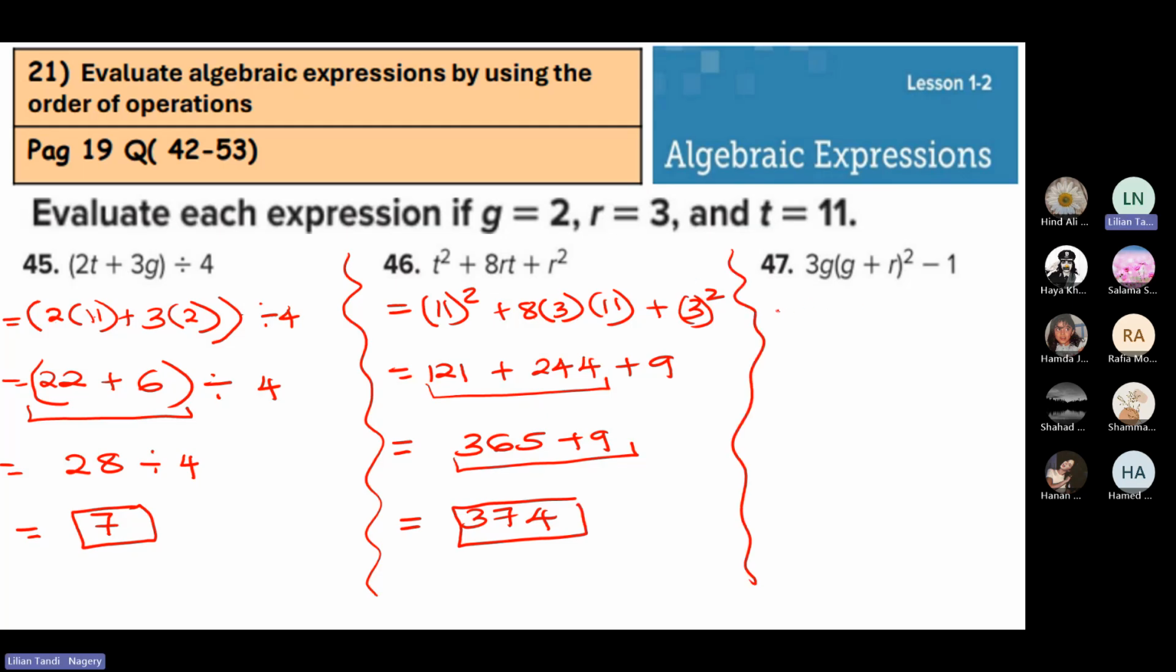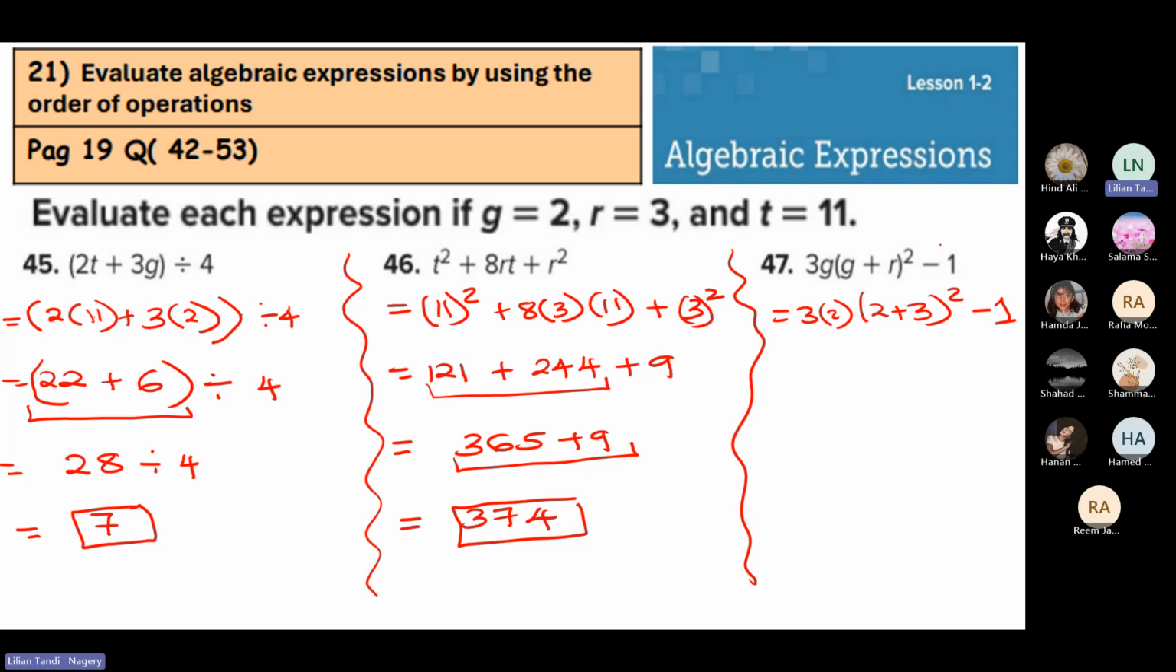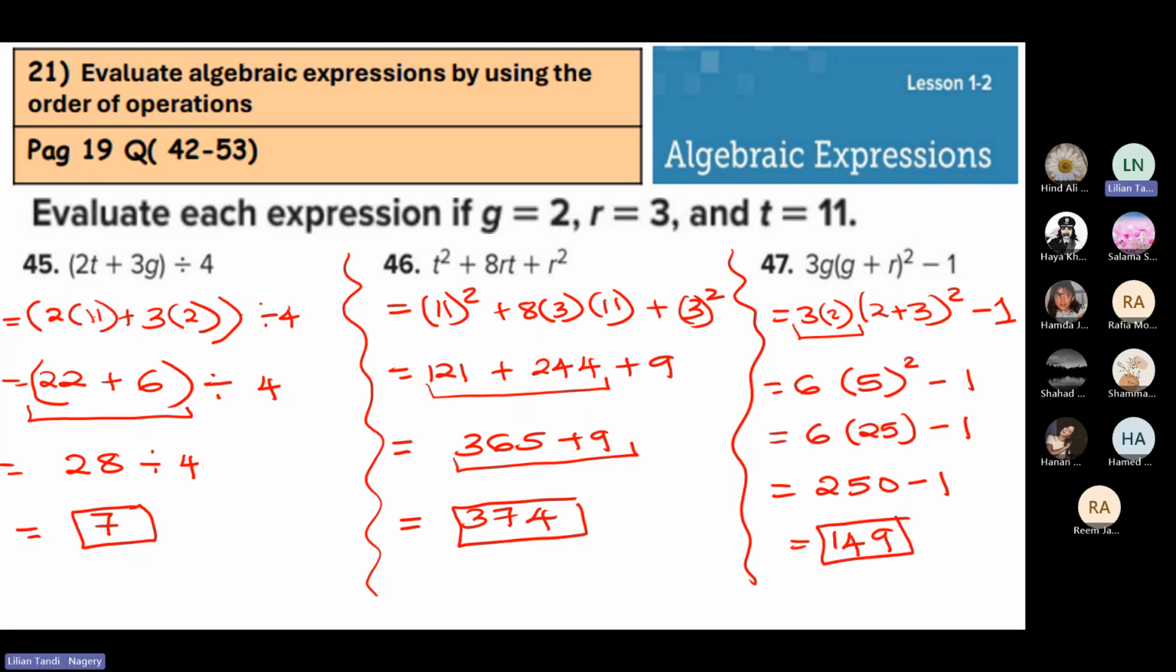Okay, so this is equal to 3 times, what is G? G is 2. Then parentheses G plus R, which is 3, and then that's squared, then minus 1. Okay, so I will do this. That gives me 6, parentheses 5 squared minus 1. Then it gives me 6 multiplied by 25 minus 1. Then that will give me 250 minus 1, and that gave me 149. Any question up to here?